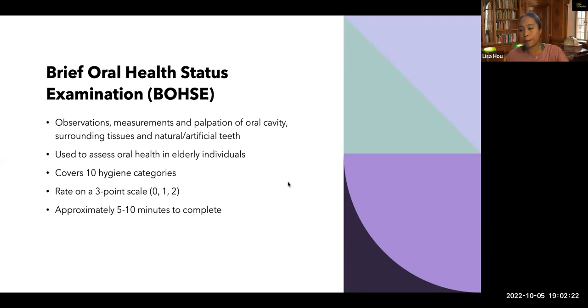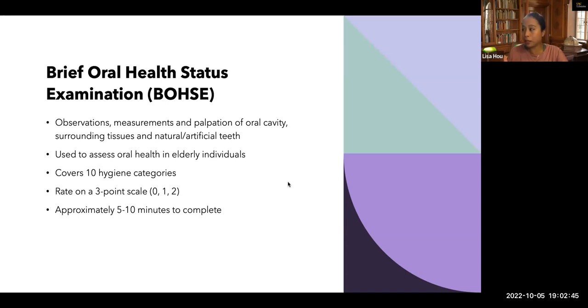So the next thing I'm going to talk about is a brief oral health status examination, or the BOHSE exam. This is typically something that we give community dwelling elders to take. It could be performed by a spouse or a caregiver. It assesses the oral health of the elderly individual. It covers the patient's current oral health status, including factors that could contribute to the risk of oral diseases and the need for referral.